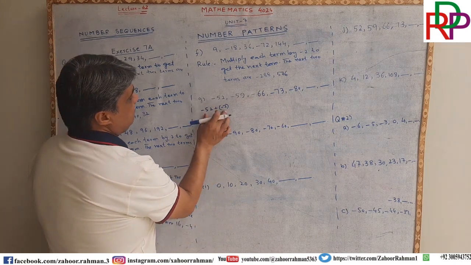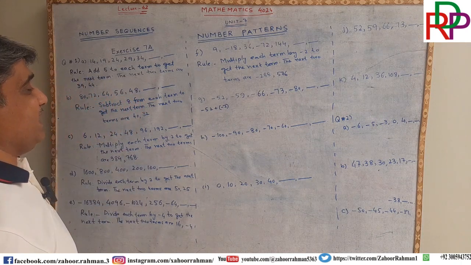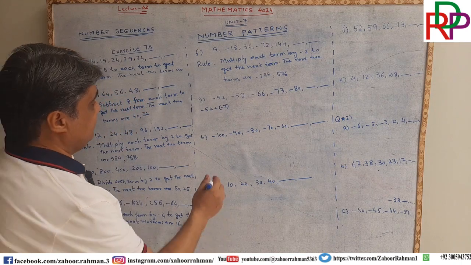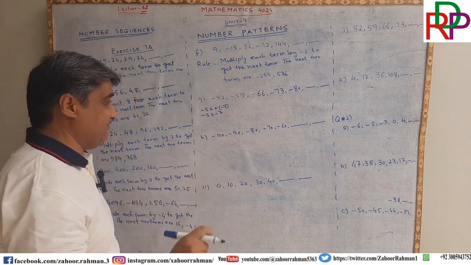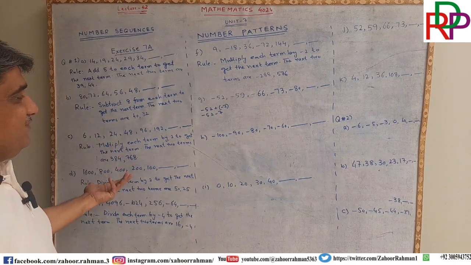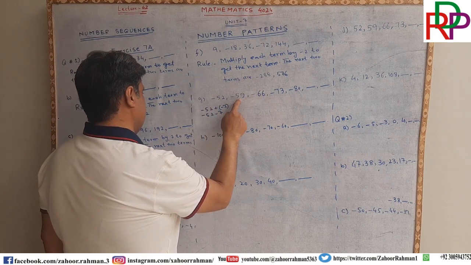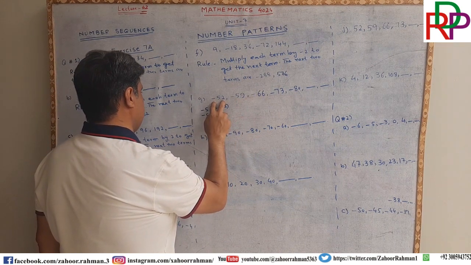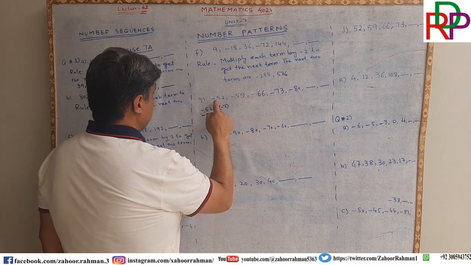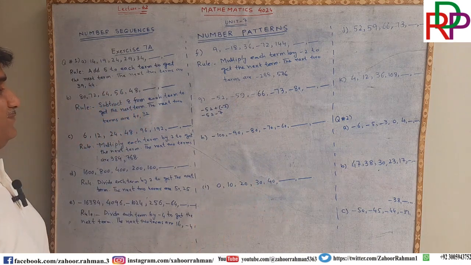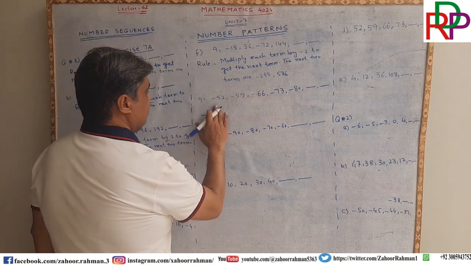So it will be minus 59. You don't have to write subtract minus. You can say subtract 7, not minus 7, minus 52 and subtract 7. Then again we will get the same result: minus 52, minus 59. We are adding minus 7 to each term to get the next term. Or you can say that we can subtract plus 7 from each term. Both the rules are applicable here.